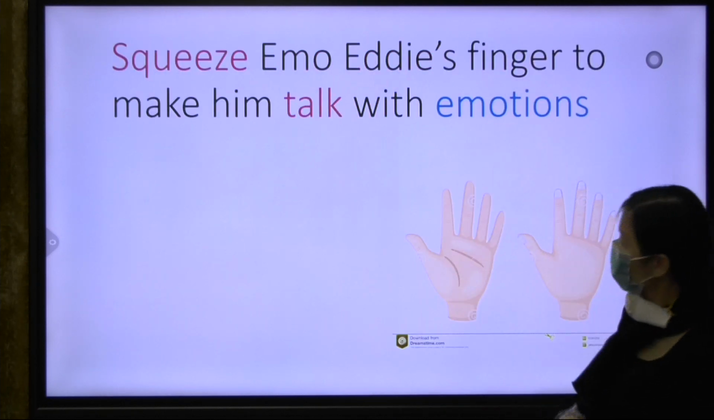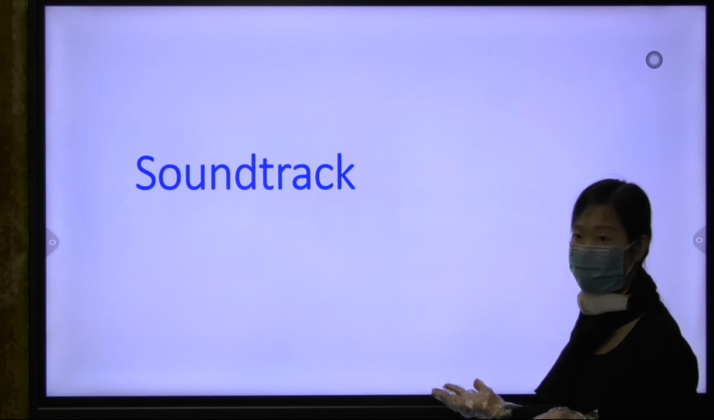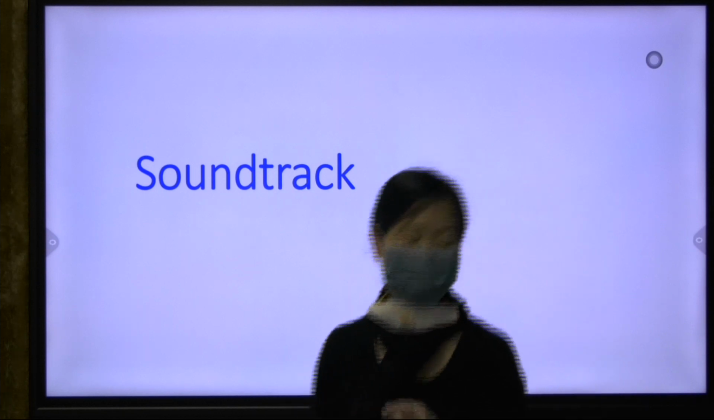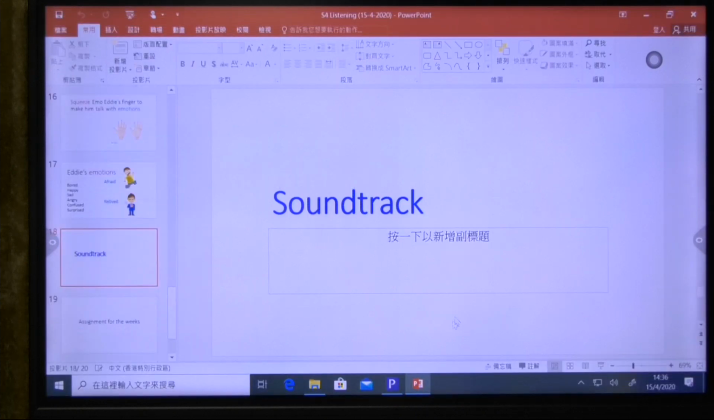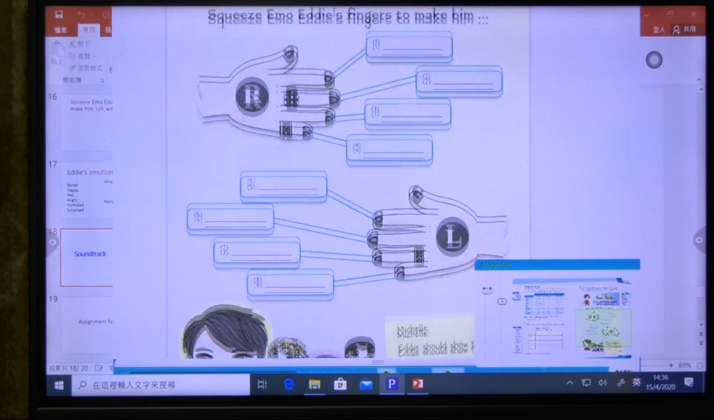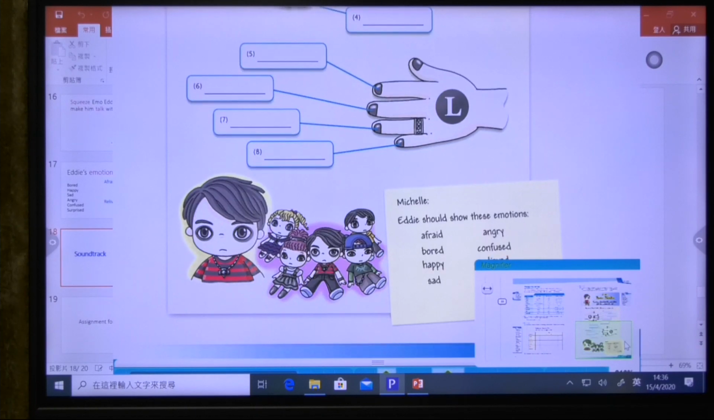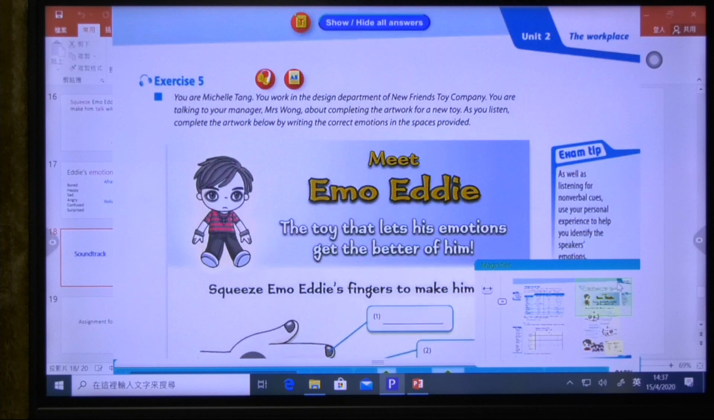If you are all right with the exercise, we will go to the soundtrack. So for Emo Eddie, write down from number 1 to number 8 what kind of emotion is in every box. All the words are here. You can see all the emotions are here, so you can choose from the list here. So I'm going to play now.